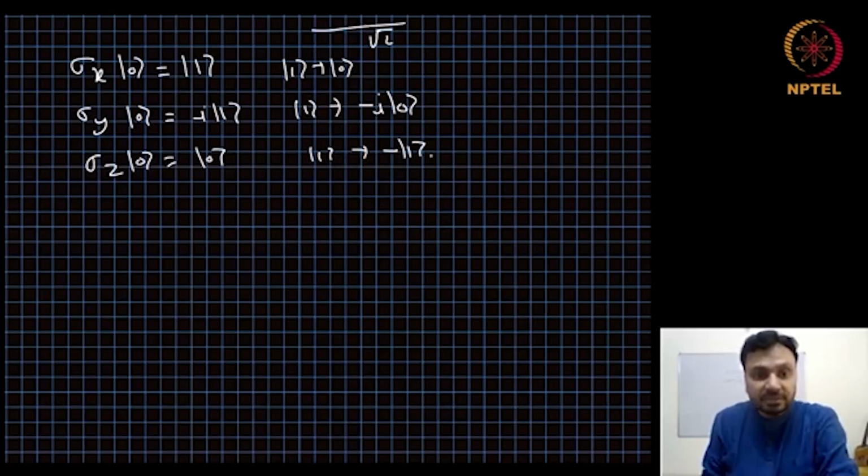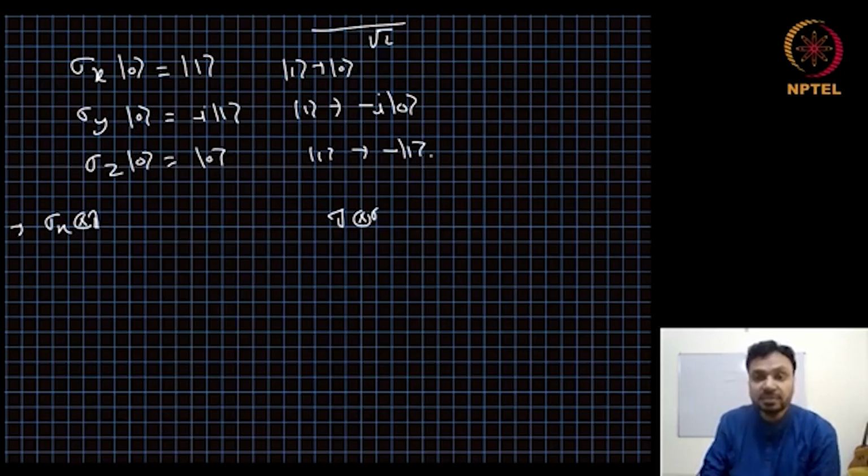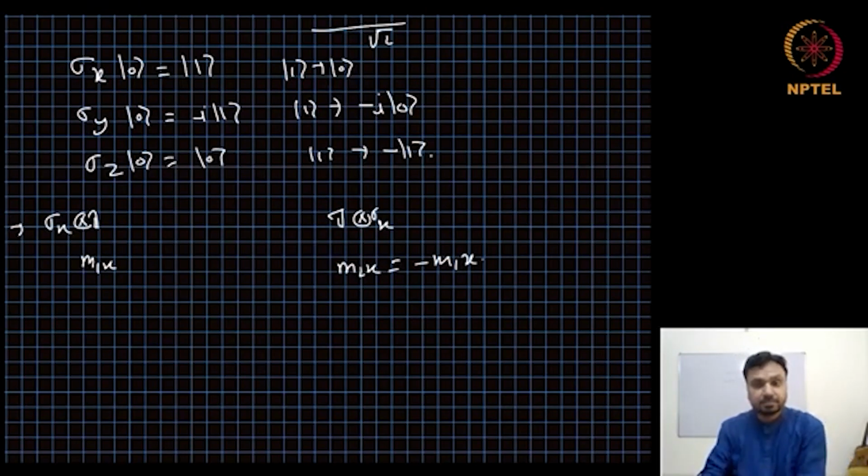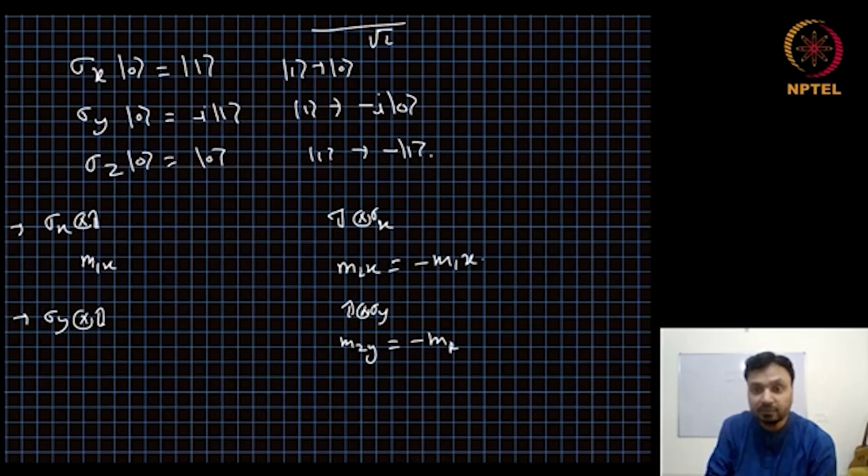Now if we perform a measurement of sigma x on the first particle, then whatever outcome we get, the measurement of sigma x on the second particle will give us the negative answer. If m1x is the outcome of the measurement of sigma x on particle A, and m2x is the measurement outcome on particle B, then m2x will be minus m1x. That can be verified very easily. Similarly, sigma y on the first particle and sigma y on the second particle will result in opposite outcomes.